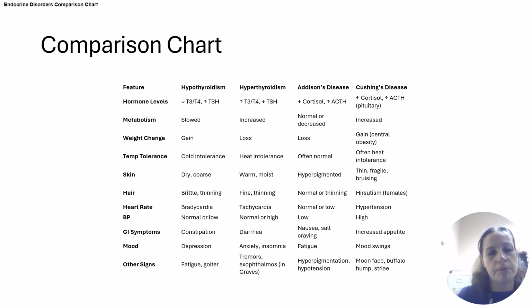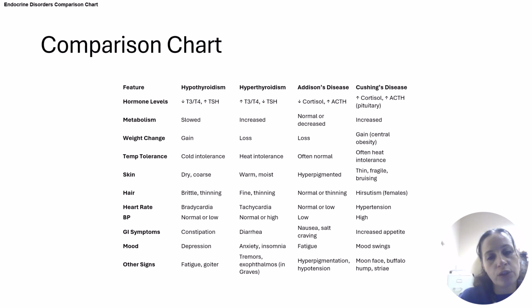And then it compares the metabolism, the weight gain or weight loss, and temperature stuff, right? Like, do they have heat intolerance? Things you may see in the skin, hair, the heart rate, the blood pressure, GI system issues, mood, and then other signs like goiter, which is that big neck kind of ball that happens with hypothyroidism.